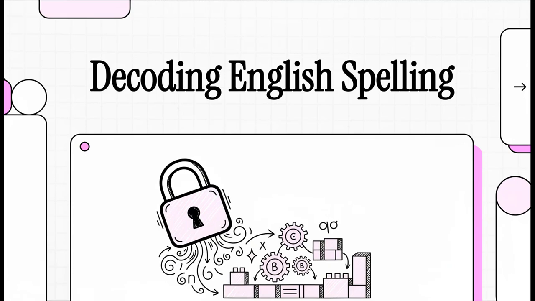You know that feeling when you're staring at a word and you just think, English spelling makes absolutely no sense? Well, what if I told you it's not chaos? Today, we're going to crack the code and reveal the hidden system behind it all.